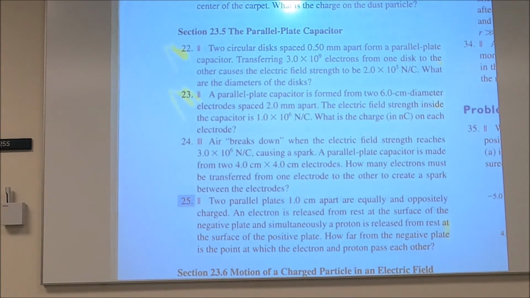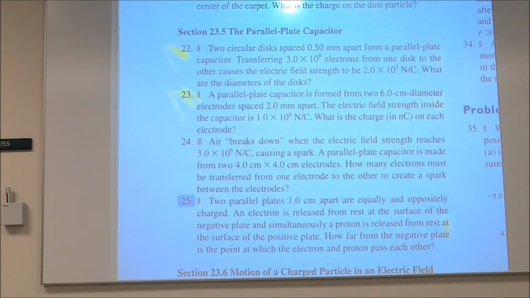All right, we look at problem 22. It says two circular discs spaced 0.50 millimeters apart form a parallel plate capacitor. Transferring 3.0 times 10 to the 9 electrons from one disk to the other causes the electric field strength to be 2.0 times 10 to the 5 newtons per coulomb. What is the diameter of the disk?